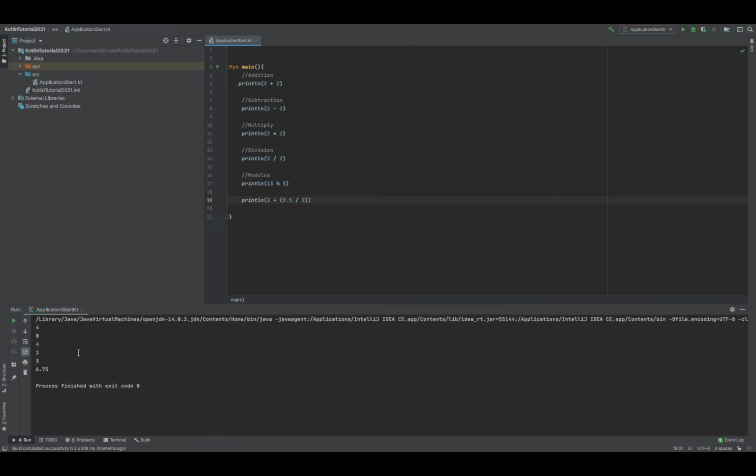So you guys see how arithmetic works. Let me just put PEMDAS, which is parentheses, exponent, multiplication, division, addition, and then subtraction. This is the order that it looks at. So yeah, there's addition, subtraction, multiply, division, modulus, and PEMDAS. That is your arithmetic operators.